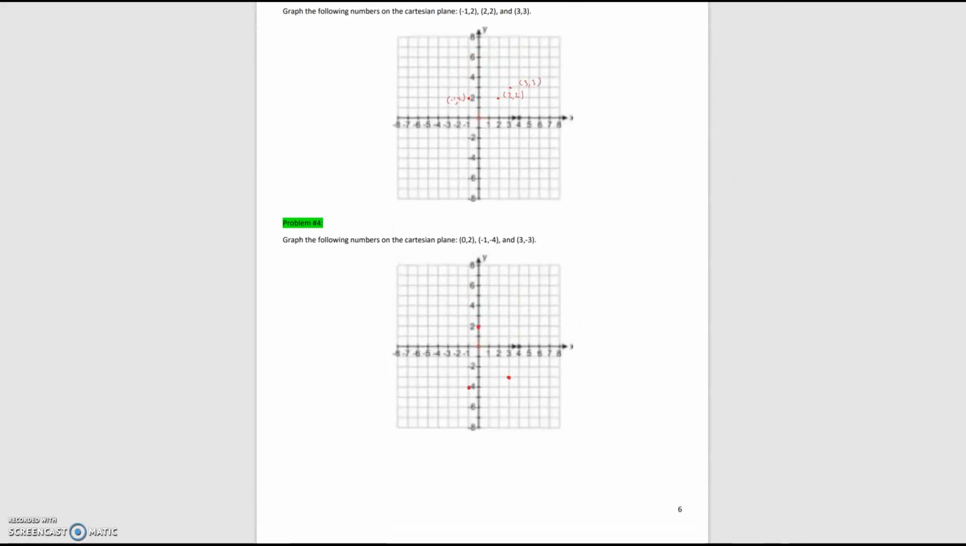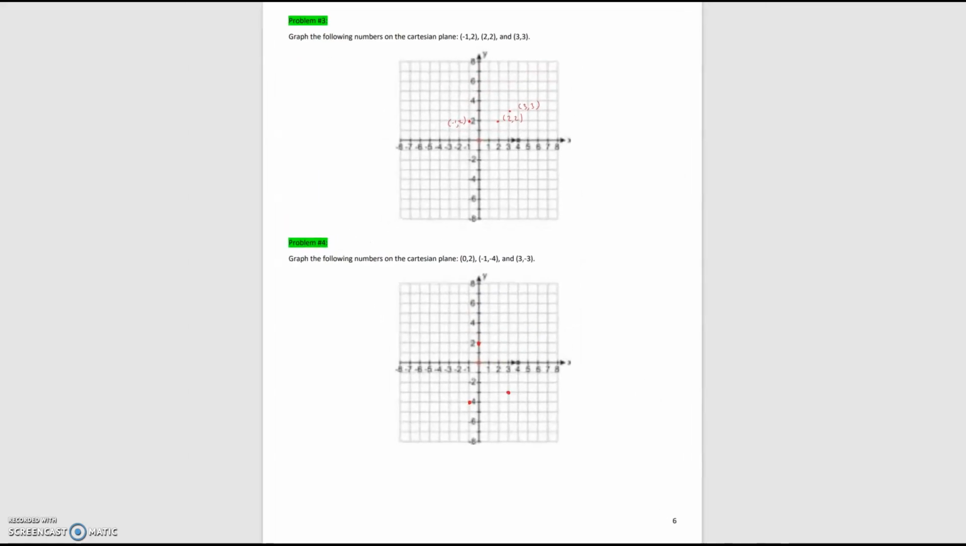As I mentioned before on the previous problem, you could label them or just put the coordinate points where they belong. In this case, I'm just going to leave the coordinate points there. The previous one I did label. And that's actually it for the graphs.